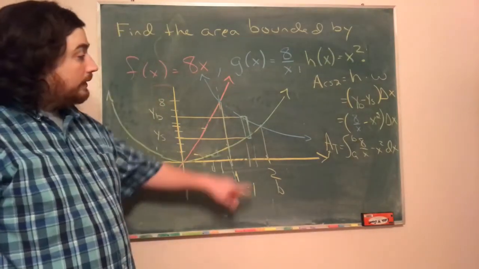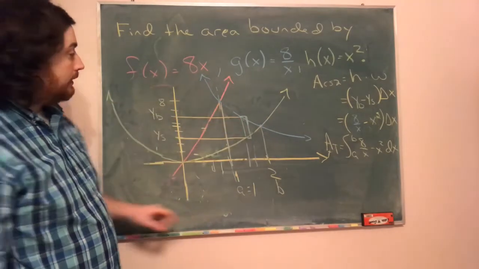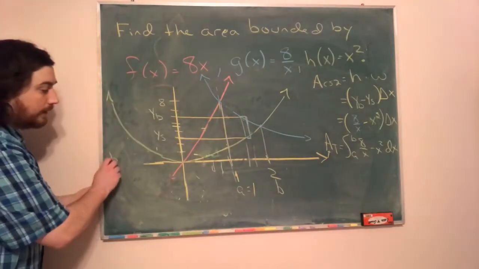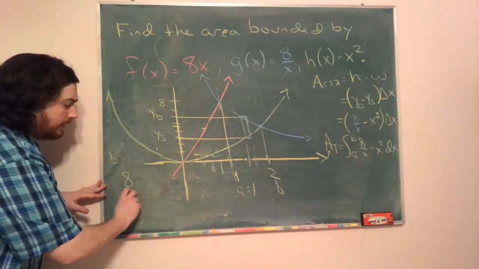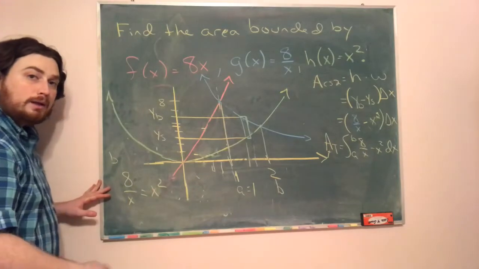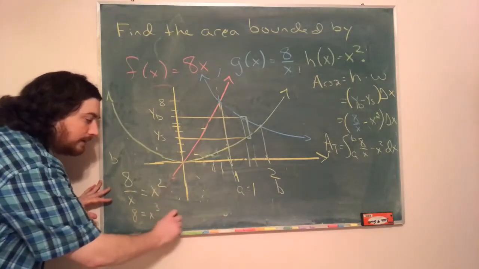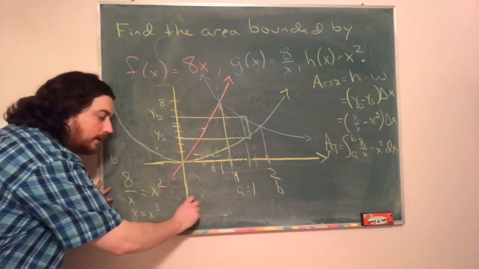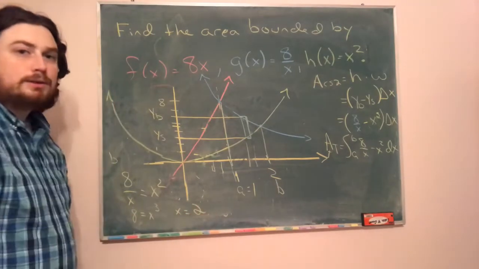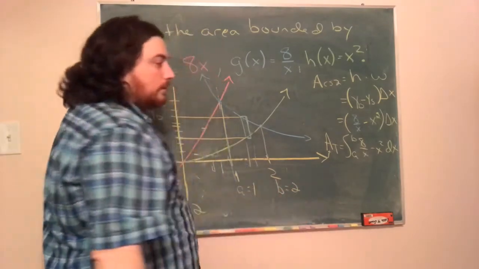Now we will have to find the b, and the b is going to be the intersection of the blue and the green line. So for finding b, we let 8 over x be equal to x squared. Now to solve this, I'm going to multiply by x and get 8 as x cubed. Therefore, x is the cube root of 8, or x is 2. So what that tells us is that b is in fact 2.